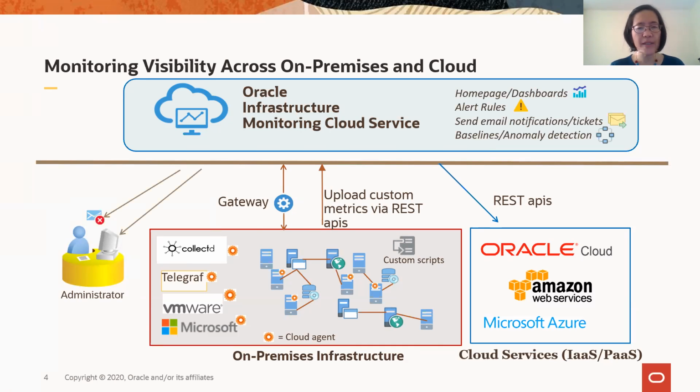In OMC, once the data is collected, discovery occurs for all your entities, and then you can monitor these using our home pages and dashboards. You can create alert rules which evaluate the metrics against thresholds you specify, and if they cross the thresholds, alerts are triggered. You can configure the alert notifications to be sent over email or tickets.